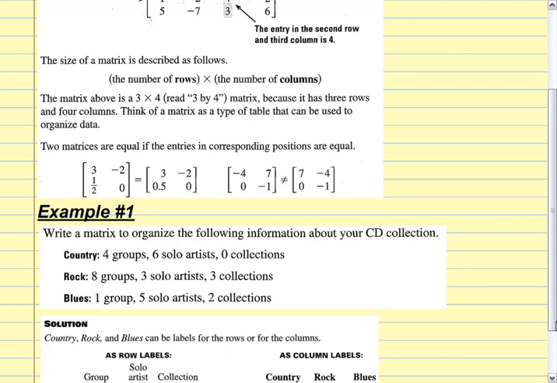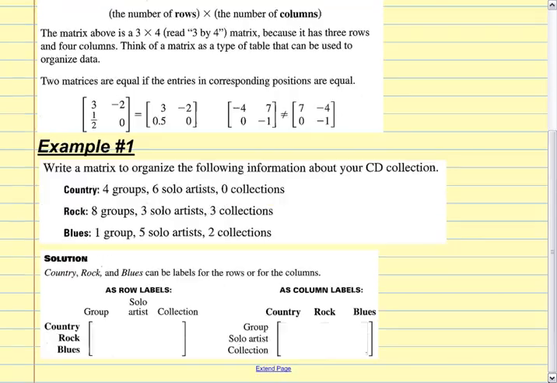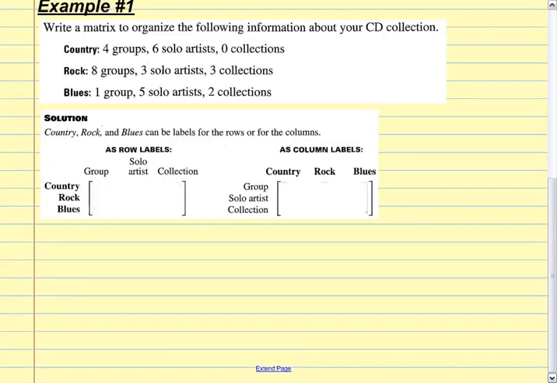Now, let's look at number 1. Example number 1 says, write a matrix to organize the following information about your CD collection. How many of you use CDs? How many of you have ever seen a CD? Okay, good. At least we still know what they are.